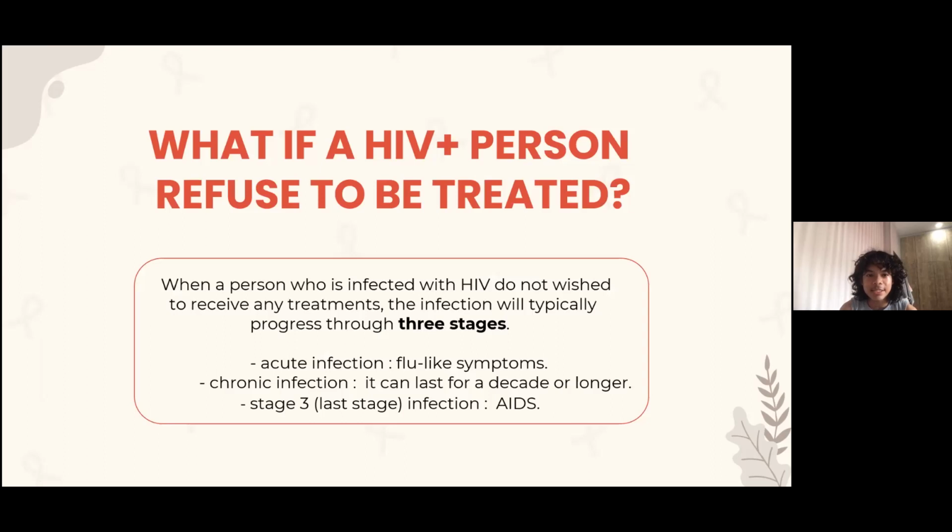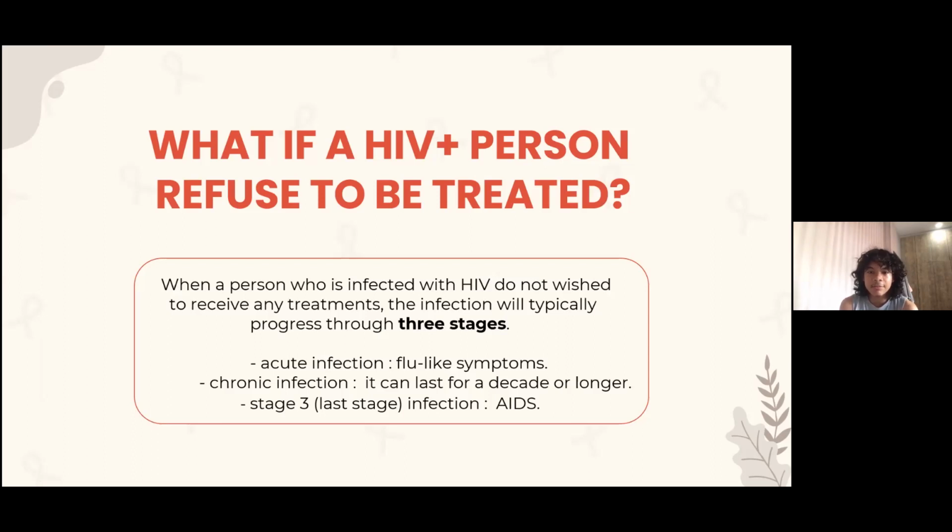What if an HIV positive person refused to be treated? When a person contracts HIV and does not receive treatment, the infection will typically progress through 3 stages. The first stage is known as acute infection. Soon after contracting the virus, the person has a large amount of HIV in their blood, and the risk of the virus transmitting to others is high. Some people may experience flu-like symptoms, but others will have no symptoms.